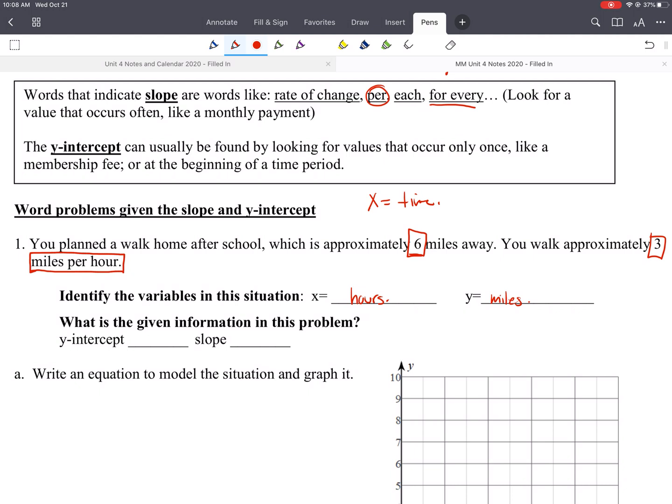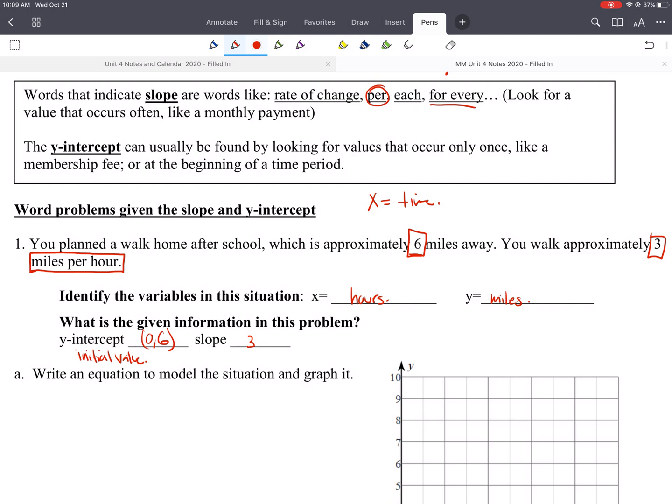All right, let's see what's next. What is the given information for this problem? What is the y-intercept and what's the slope? So the y-intercept again is always going to be like your initial value. Initially he's 6 miles away, so we'll say the y-intercept is 0, 6. And the slope here is going to be our rate, our miles per hour. So our slope here is going to be 3. We always need to think about whether it's going to be positive or negative.